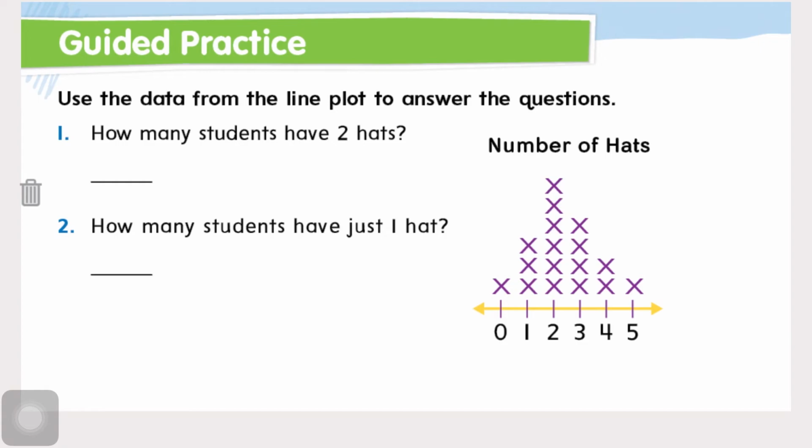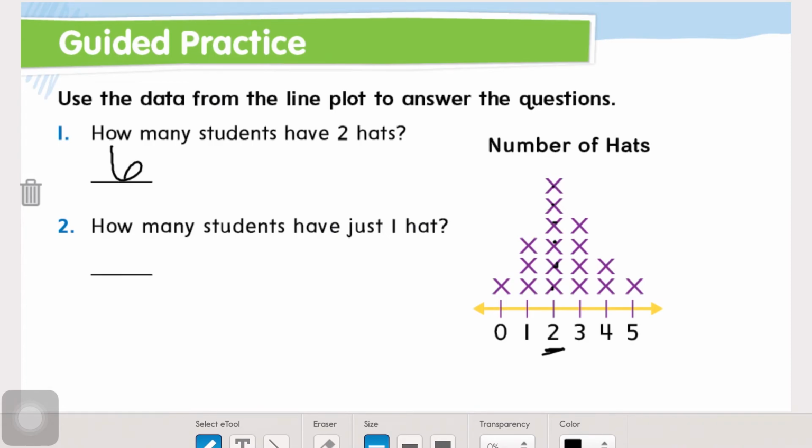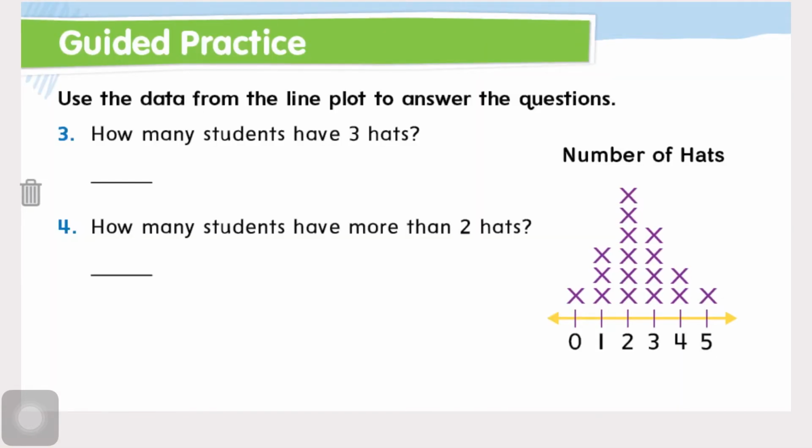This one has number of hats. How many students have 2 hats? So let's look at 2. And we're going to count up 1, 2, 3, 4, 5, 6. How many students have just 1 hat? Find 1. 1, 2, 3. 3 students have 1 hat. How many students have 3 hats? Again, let's find the number 3. This is how many hats? 1, 2, 3, 4 students have 3 hats.